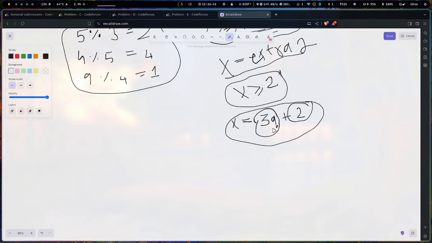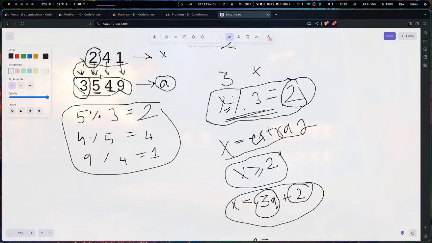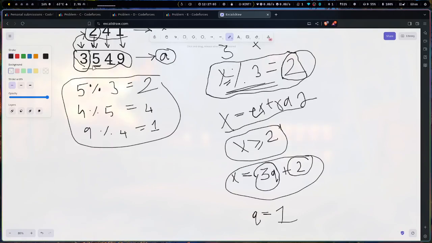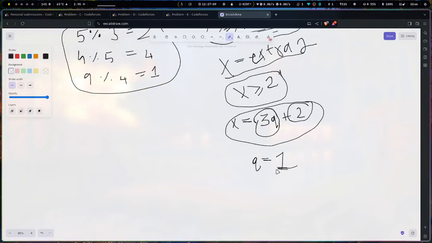So for simplicity, we will take q equal to 1. We can take q equal to anything. We can take 0, but then we might face a problem, so we will not take 0, as we would not be able to get the correct answer. So the minimum possible value of q we will take is 1. So what is x? x is 5.